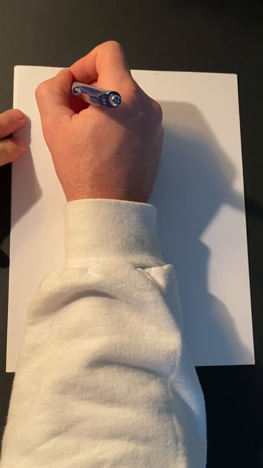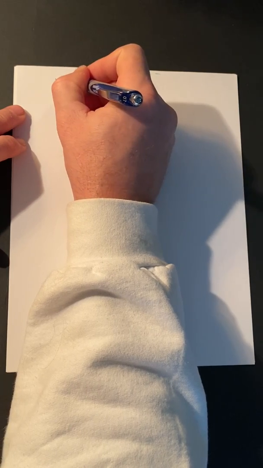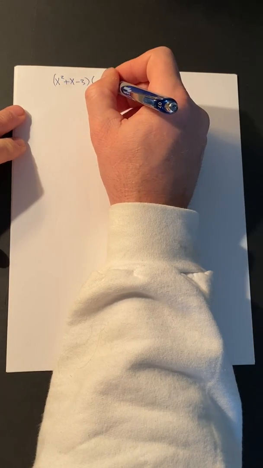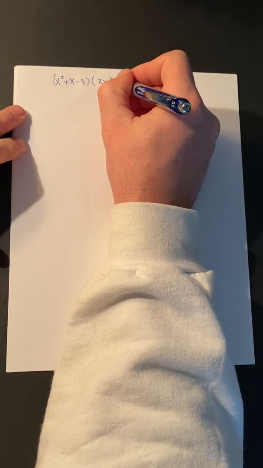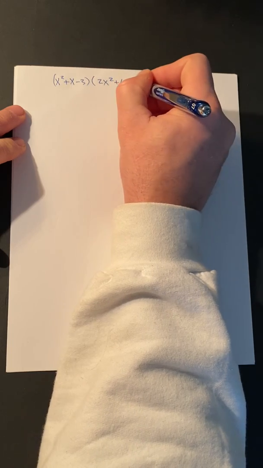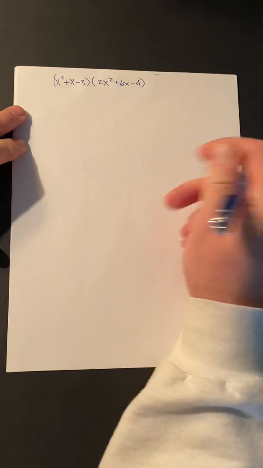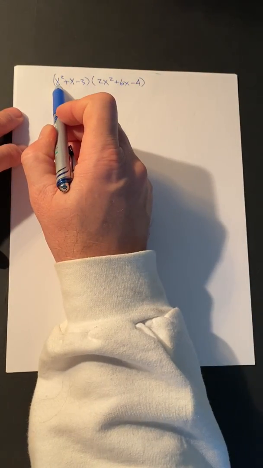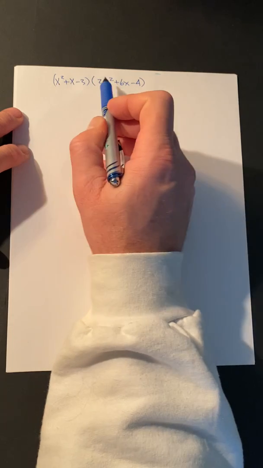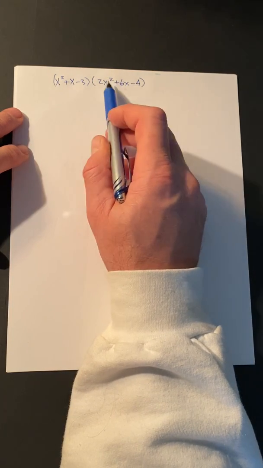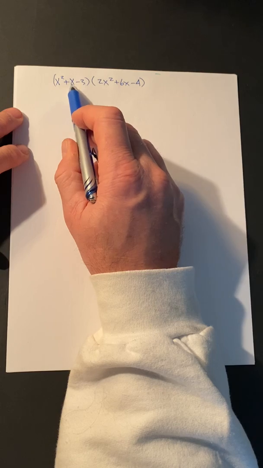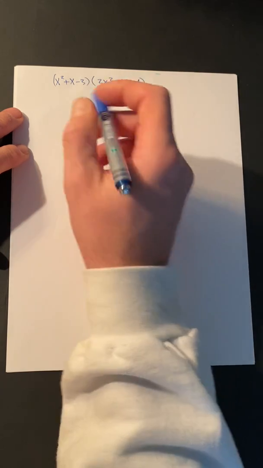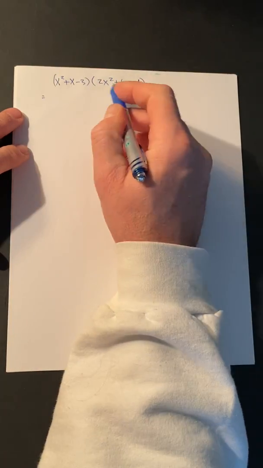Let's say I had x squared plus x minus 3 times 2x squared plus 6x minus 4, okay? So my process stays the same. I have to make sure x squared is multiplied 3 times, because I have 3 members here, that x is multiplied 3 times, and that minus 3 is multiplied by 3 terms here.